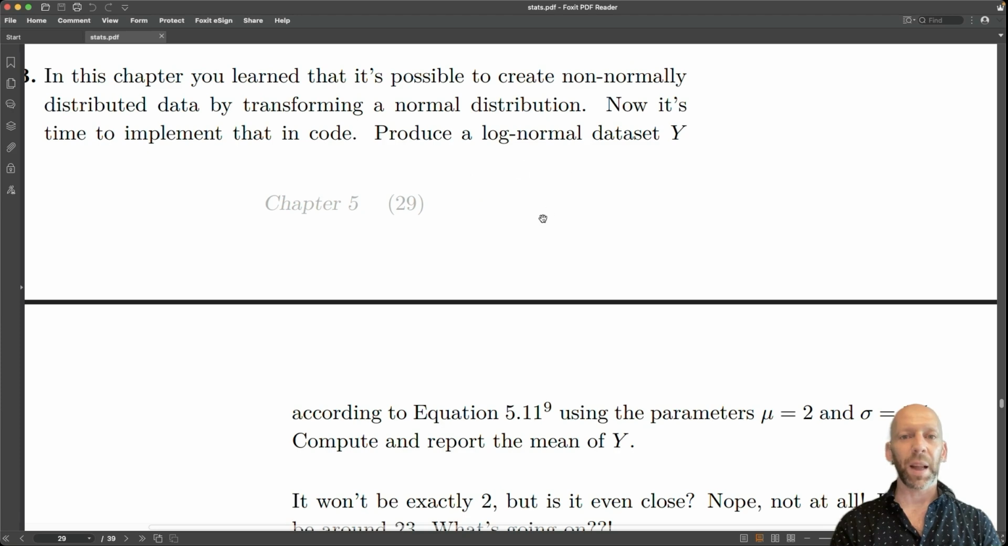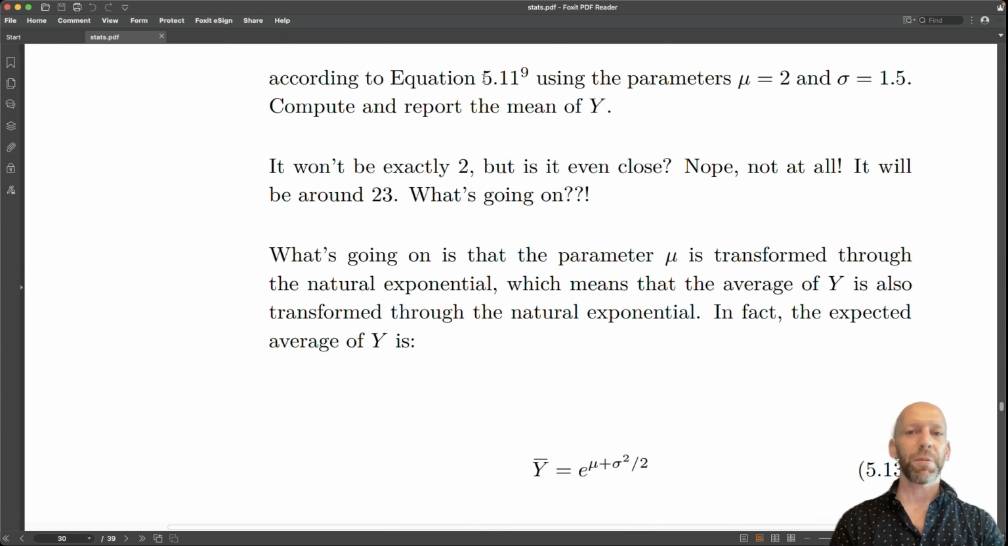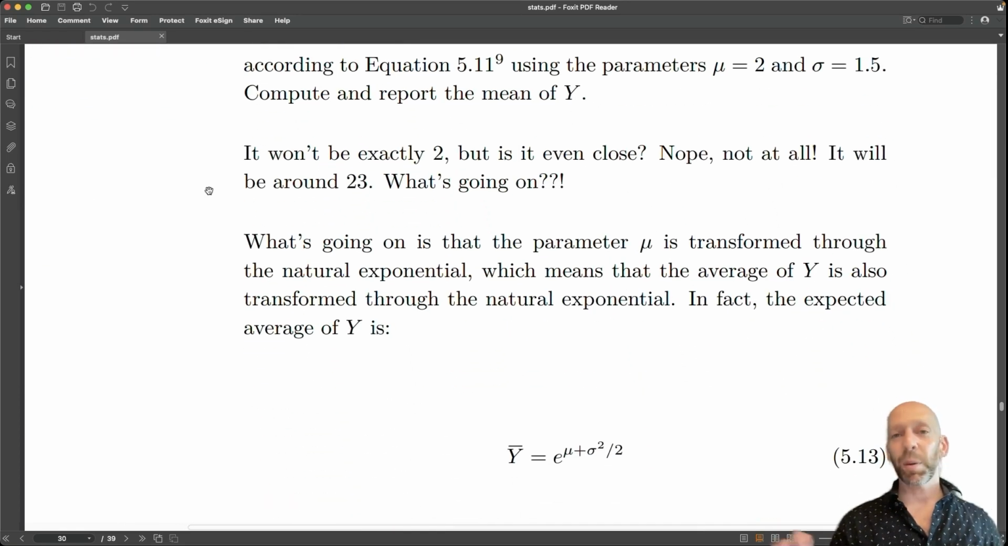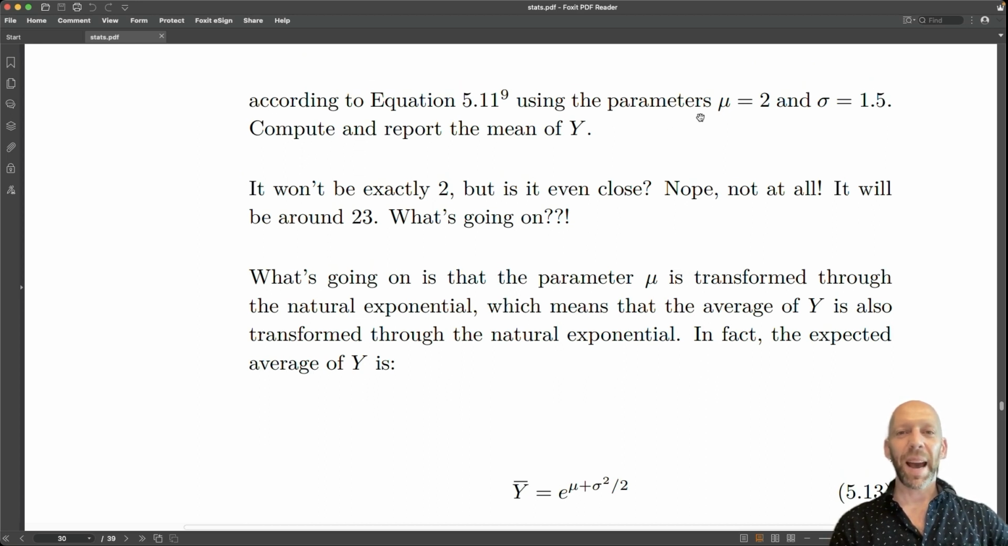Okay, so let's see. We want to produce a log normal data set according to equation 5.11. I will show you that in a moment, using the parameters mu equals 2 and sigma equals 1.5. And then we want to compute the mean of that sample data set. Now, I don't say here exactly what the sample size should be, so you can pick the sample size. It should be more than one and less than 10 quadrillion, because that's just going to take a really long time to compute. So in fact, you can explore, try different sample sizes and see whether the average of your data set conforms to a value of 2 approximately.